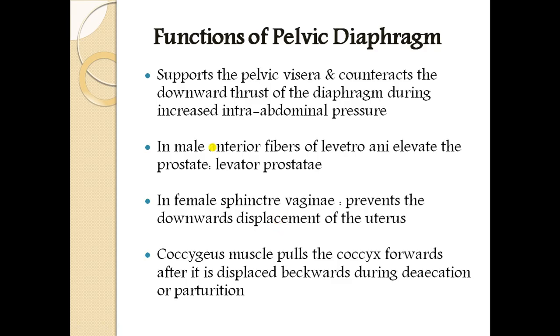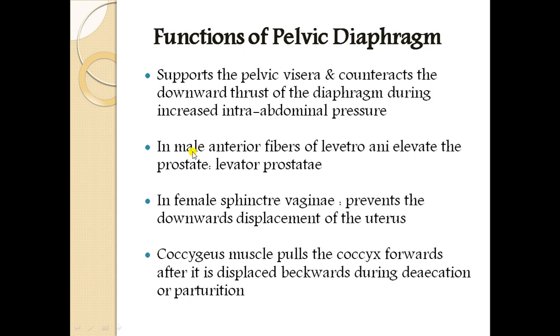Now we will see the functions of the pelvic diaphragm. The pelvic diaphragm supports the pelvic viscera, and it counteracts the downward thrust of the diaphragm during increased intra-abdominal pressure. That's why it helps in the support of pelvic viscera. When there is damage to it, the pelvic organs may prolapse easily.